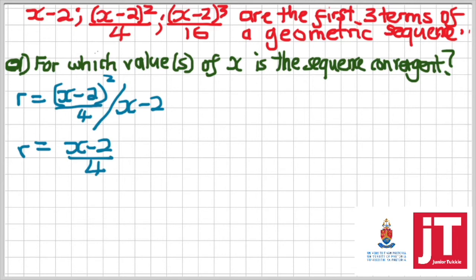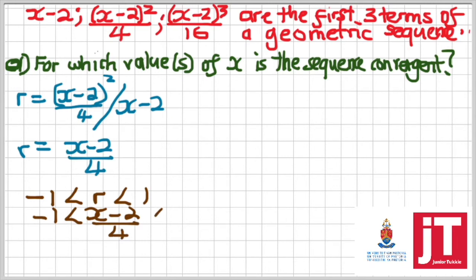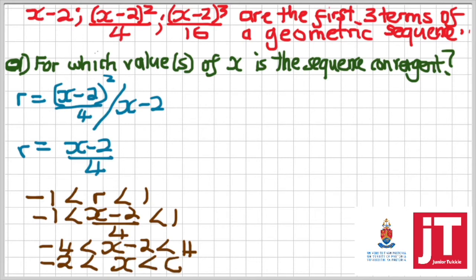Then we're going to insert our R in the interval -1 less than R less than 1, getting -1 less than (x minus 2) over 4 less than 1. Simplifying that, multiplying by 4 on both sides, we get -4 is less than x minus 2 less than 4. Then again, moving the -2 from the center to the left and to the right, we're going to get -2 less than x less than 6, representing the interval for which the x values will make that series convergent.